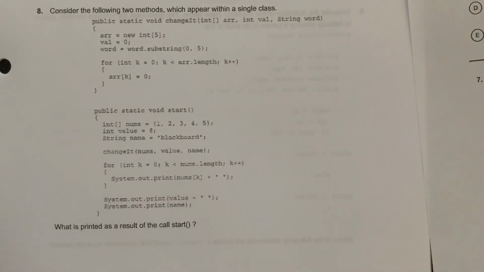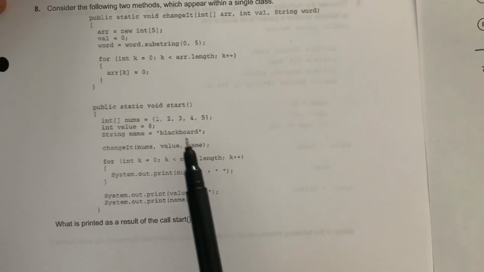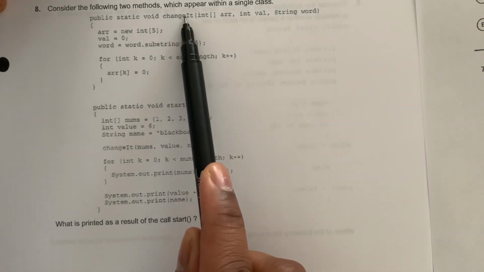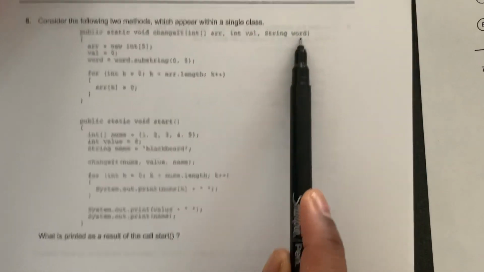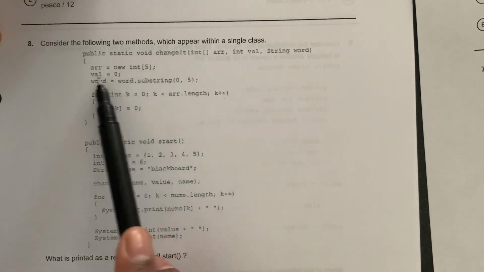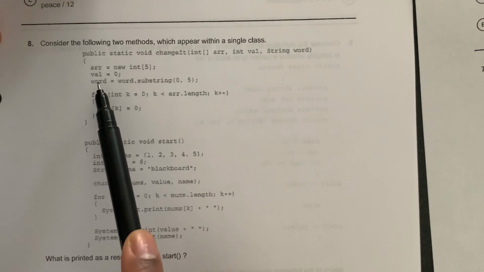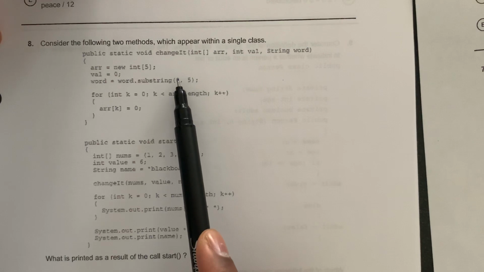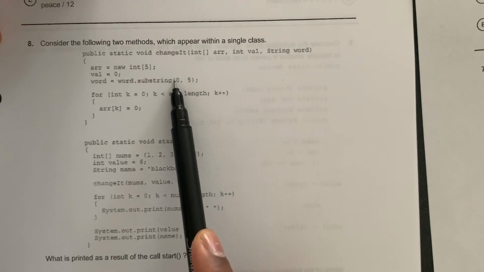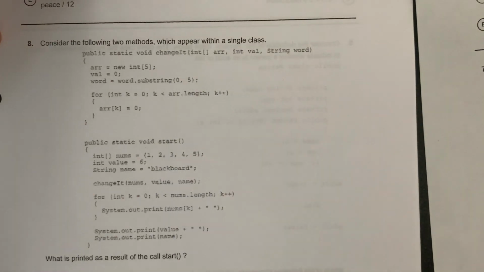And 8 is a similar kind of question where you have 2 different methods where you have one void method called change it, where you take an integer array as a parameter, some int called val as a parameter, and a string word as the last parameter. And inside there, you're going to create an array that has 5 integers. Val is going to be set to 0, and word is going to be the first 6 letters. So, well, up to the 6th letter, not including the 6th letter. So 0, 1, 2, 3, and 4. So the first 5 letters actually.